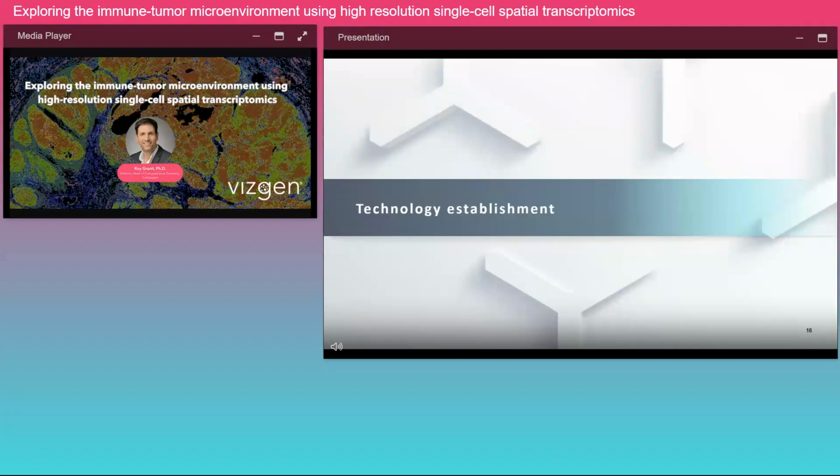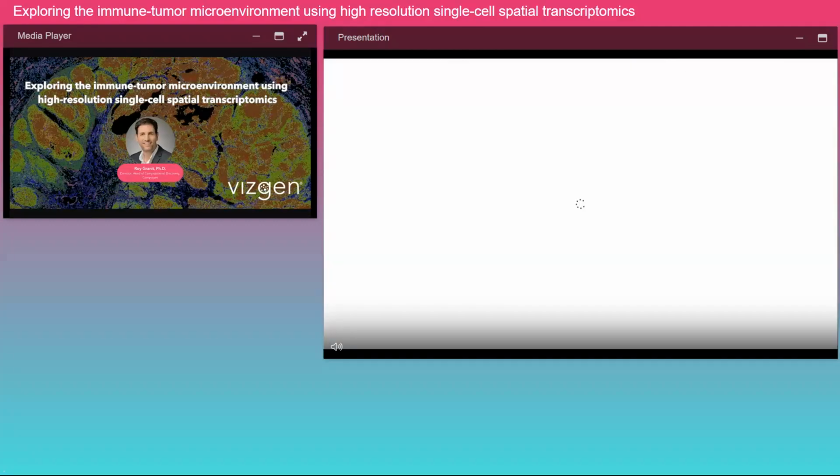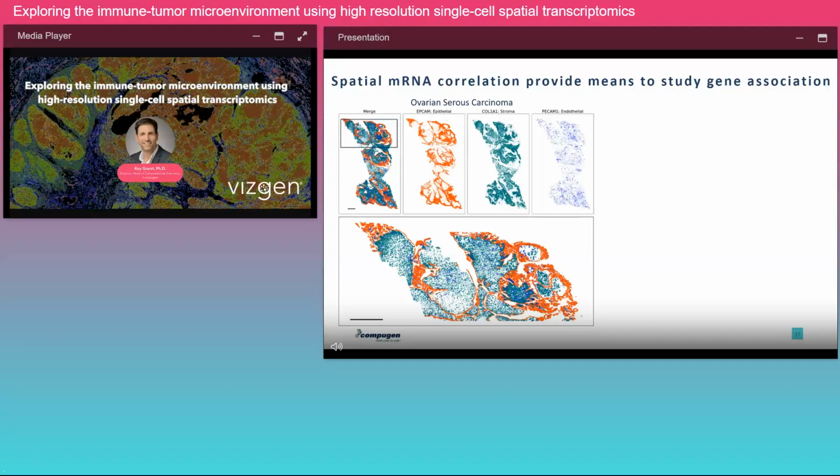Since this was a new technology, we first entered into a technology establishment phase where we wanted to see that we can actually use this technology. We started with a very bird's eye view of the tissue, selected a few lineage markers, and we can see that it's nicely separated between the epithelia, the stromal, and the endothelia in space. And we decided to dive even deeper.